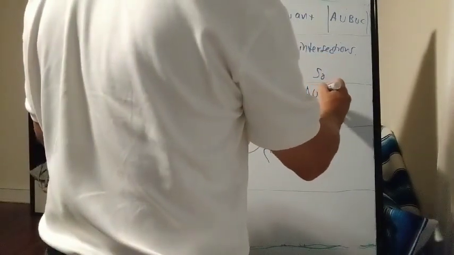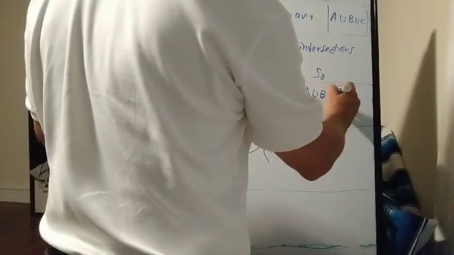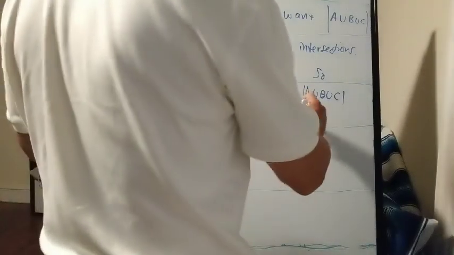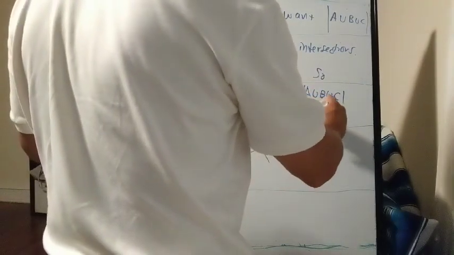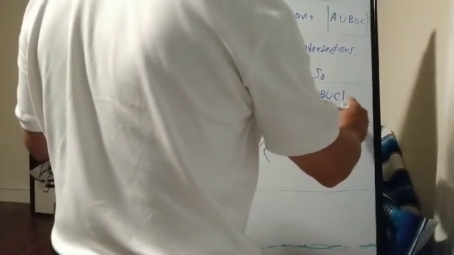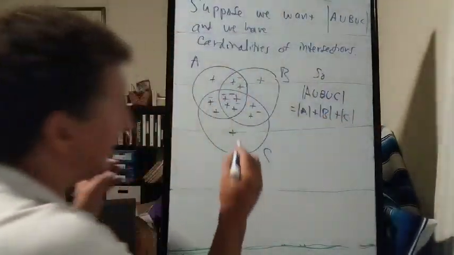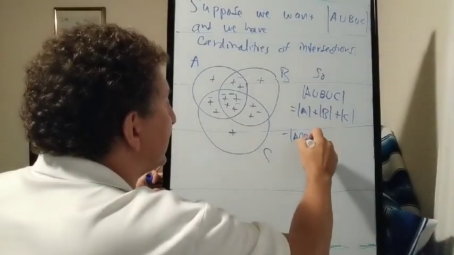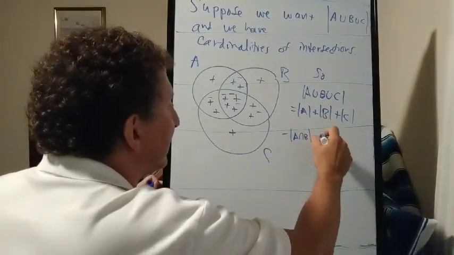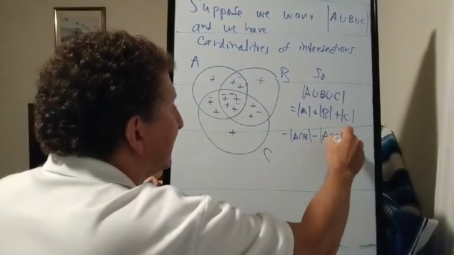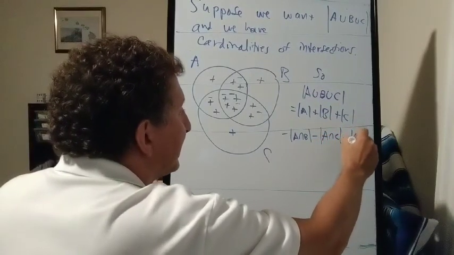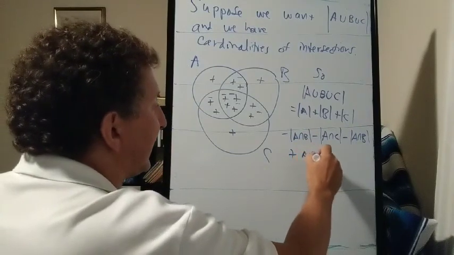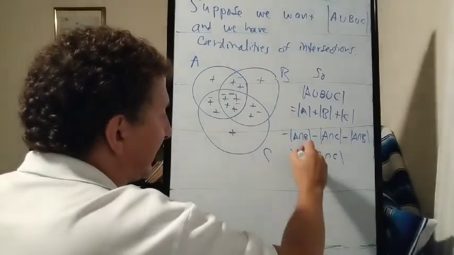So apparently, the number of elements in A union B union C is the number of elements in A plus the number of elements in B plus the number of elements in C, minus the number of elements in A and B simultaneously, minus the number of elements in A and C, minus the number of elements in B and C, plus the number of elements in A and B and C simultaneously.